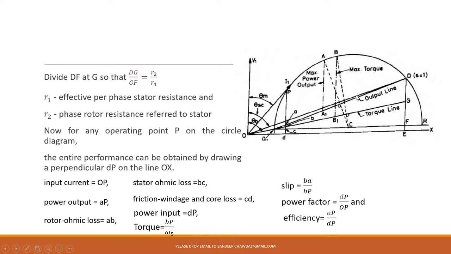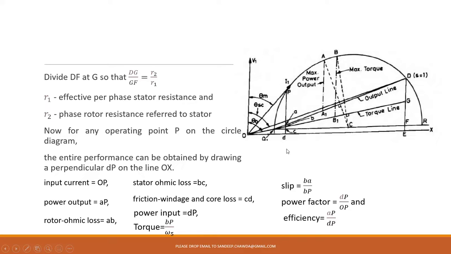You could also draw the output line. So for the output line, you need to draw one line D to Q. It is going to intersect PD somewhere, and this point you got is A. After that, when you connect this G to Q, it is going to intersect again on this line PD. So this will be your point B. Between this A and B, this is going to give you the rotor ohmic loss.